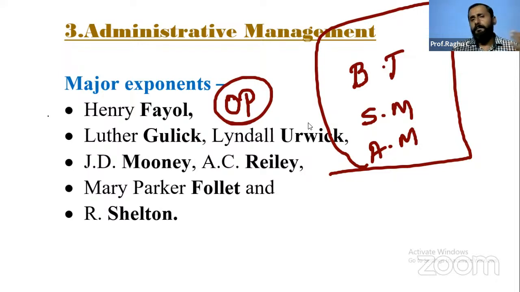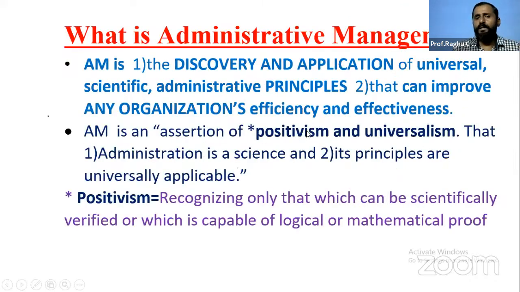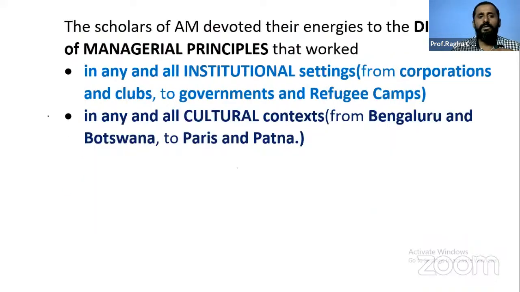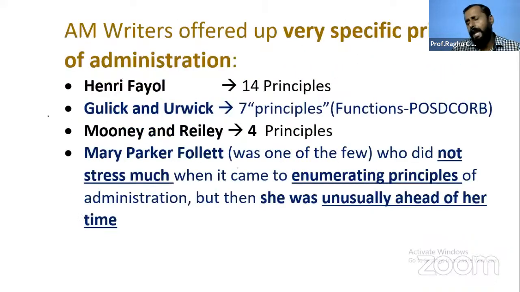This is known by many names. Here they were involved in discoveries. Here there is no need for you to reproduce these things as they are. Discovery and application of universal scientific administrative principles, which can improve the organization's efficiency and effectiveness. There was an element of positivism and also universalism. They said that administration is a science and these principles are universally applicable in any respect.